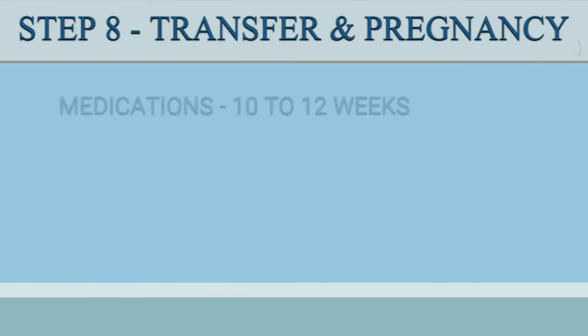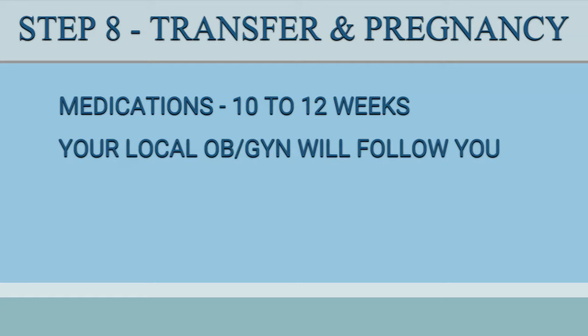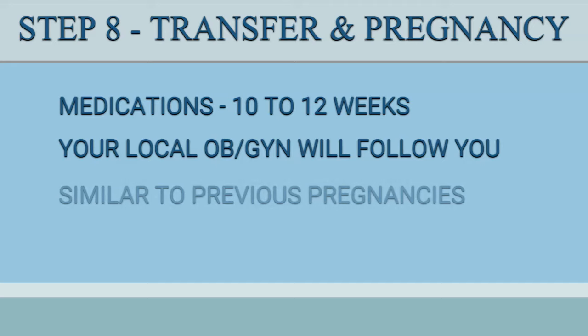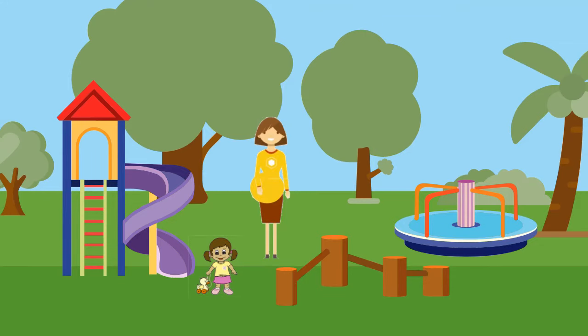Step 8. Pregnancy. If you're pregnant, you will continue to take medications for another 10 to 12 weeks. Once you have finished the medications, your local OB/GYN will follow you through the rest of the pregnancy. From this point on, the medical aspects of the pregnancy should be similar to your previous pregnancies, and you will be able to go about your normal daily activities.